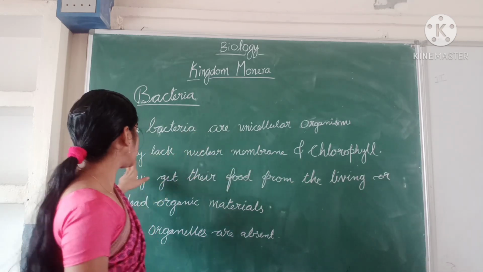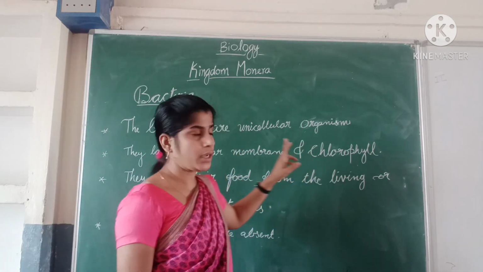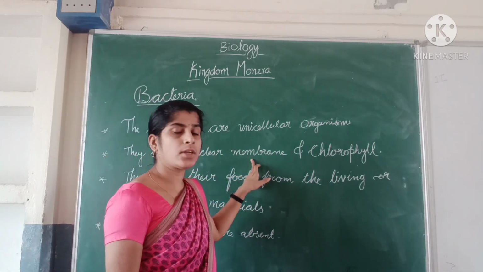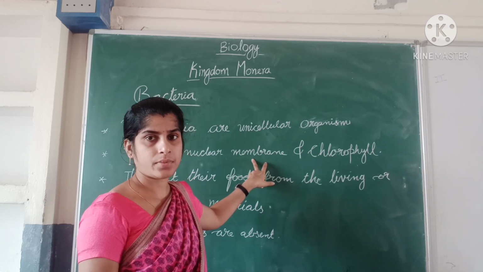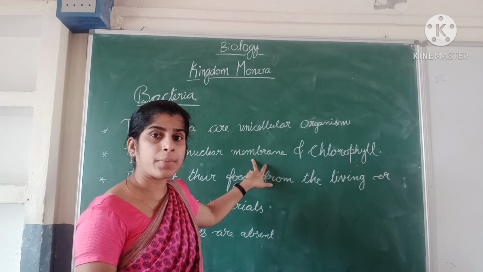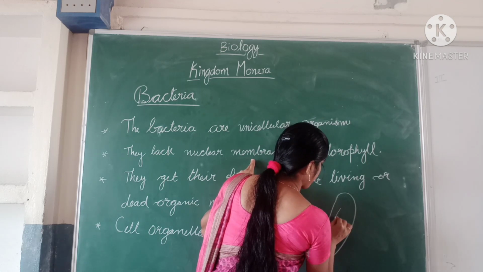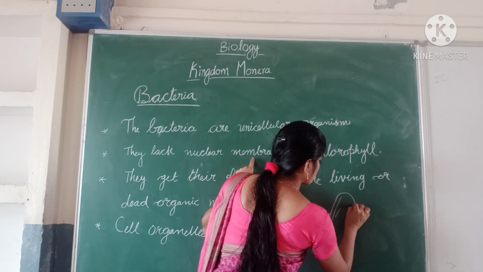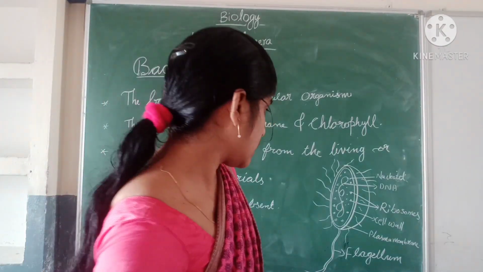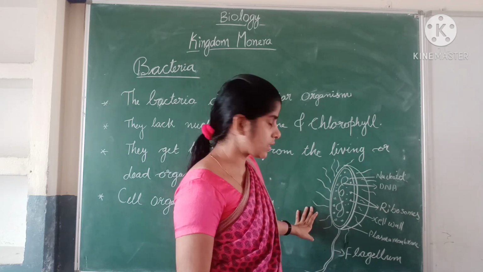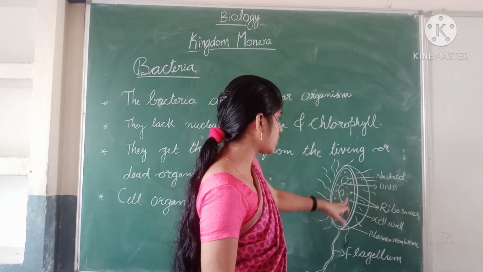The second point: they lack a nuclear membrane and chlorophyll. They do not have what? A nuclear membrane. You know the structure of bacteria. This is the structure of what? DNA. See here, there is no nuclear membrane.